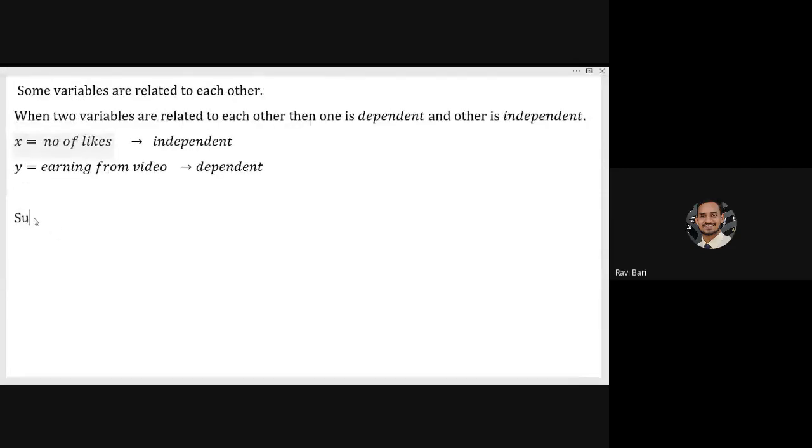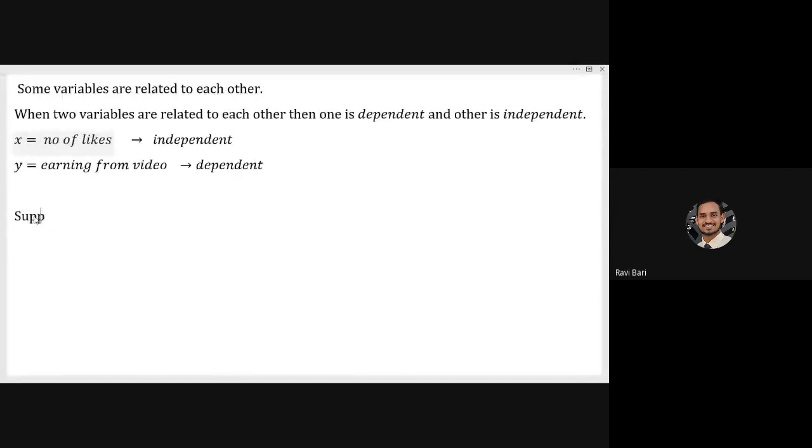Suppose y depends on x, then we can denote this relation by, we can show it this way, y is equal to f of x. That means the value of y depends on x.